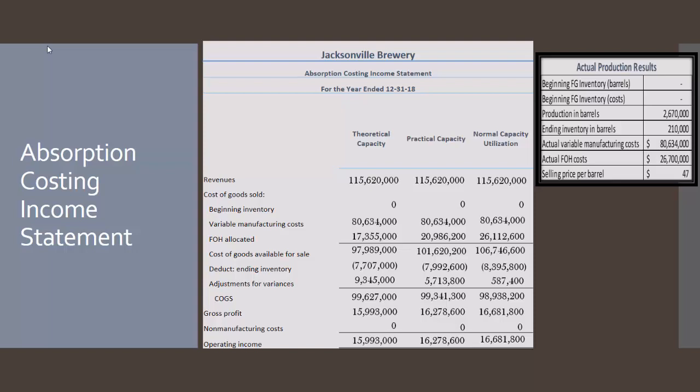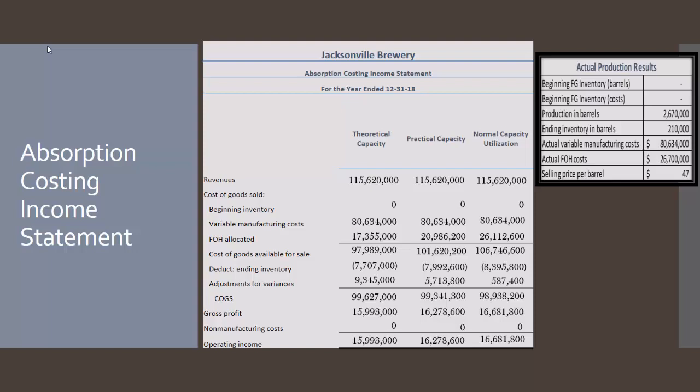Recording more coming in from the adjustment, it's going to lower your COGS to $99,341,300, giving you slightly higher operating income, but not as high of operating income as you would have under normal capacity. So essentially, if you want to report the lowest operating income you can, you should choose theoretical capacity for allocating out overhead to your goods, and then just write off to COGS that big under allocation that you had.